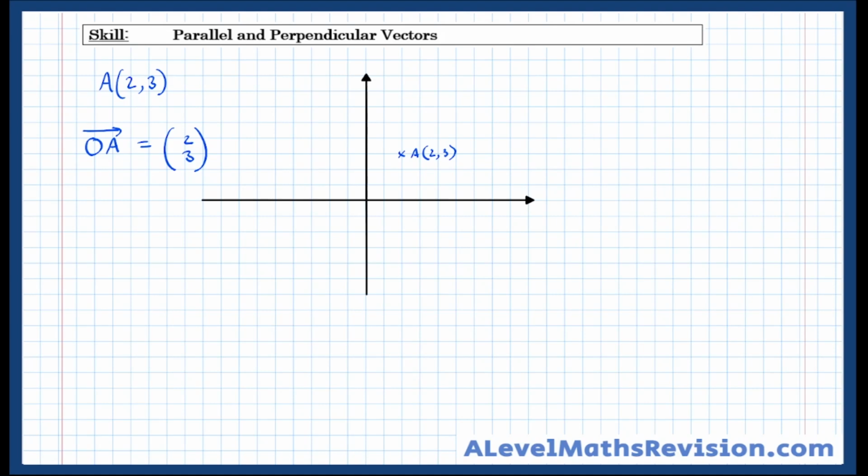And now that gets around the problem, because now we can use vectors to describe the position of something by simply considering the motion from the origin. So to get from O to A, we simply travel 2 in the I direction, then 1, 2, 3 in the J direction, giving us the vector OA like that.